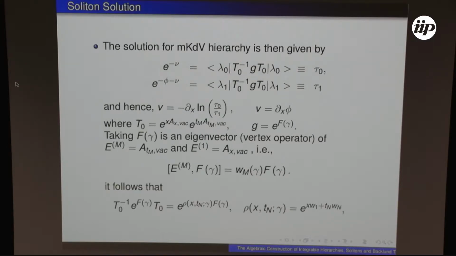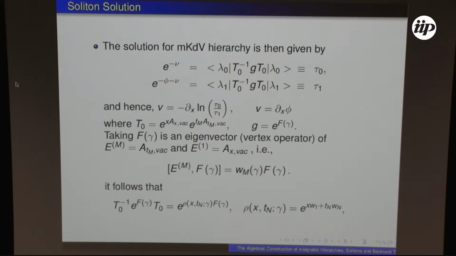SL2 has two fundamental weights, lambda 0 and lambda 1. Lambda 0 is annihilated by everybody except the central term. That's why this exponential to the nu survives. And lambda 1 is annihilated by everybody except the central term and the h. So you have your phi in terms of the scalar product.